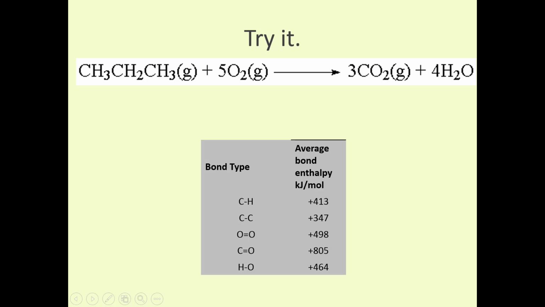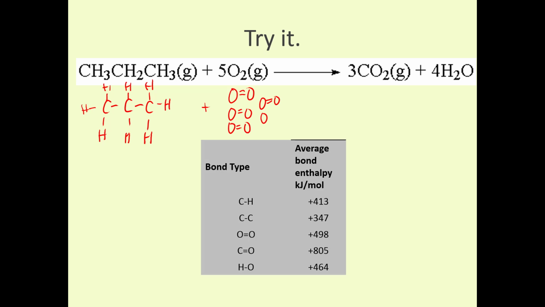Okay, so here's one that we're going to try in class. I want you to know that this is going to look like this. It's CH3, CH2, CH3, and then oxygen is O2. But remember, there's 5 of them here. And then CO2 looks like this. And then H2O still looks like H2O, but there's 4 of them.